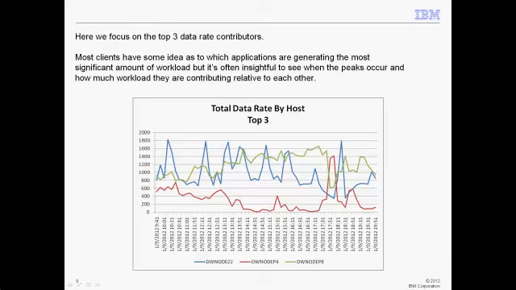Most clients have some idea as to which applications are generating the most significant amount of workload, but it's often insightful to see when the peaks occur and how much workload they are contributing relative to each other. Now we'll focus on host DW node 22, the blue line in the graph.